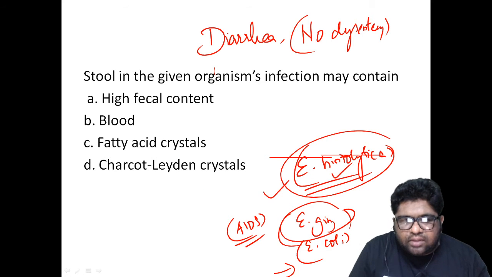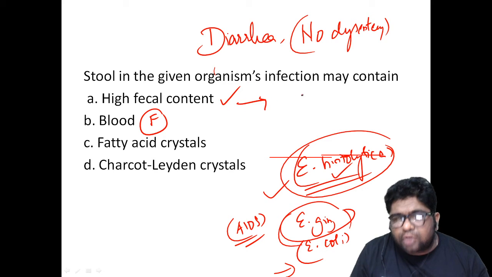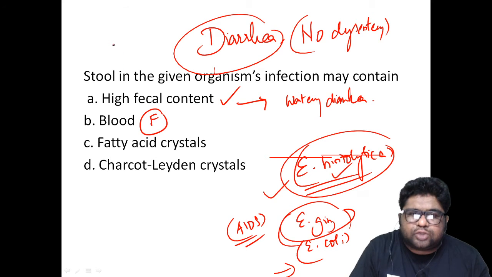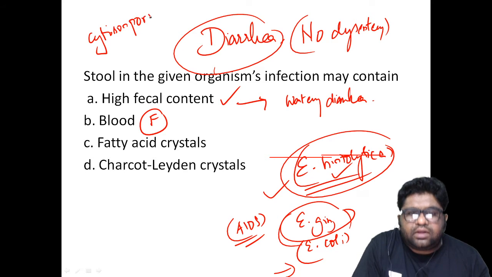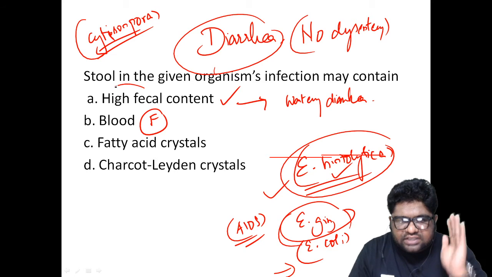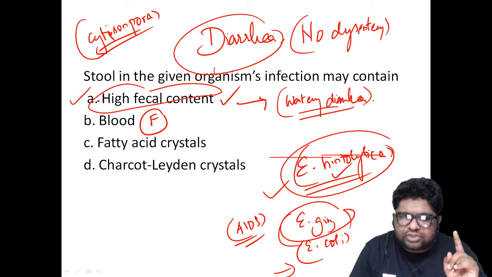So here, the most important thing is that blood is a false statement. Blood should not be seen in the given question. High fecal content is absolutely yes. Initially, it can be high fecal content, slowly moving towards watery diarrhea. And remember, Cyclospora and Isospora belli are now called Cystoisospora according to the new terminologies, but you can still call it Isospora belli. Initially they have high fecal content, and it can turn into watery diarrhea. So option A is true.